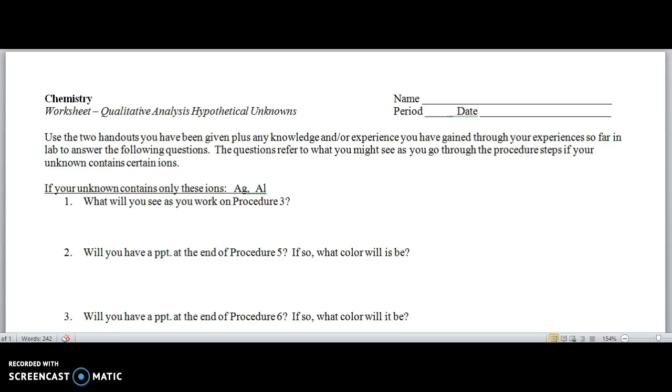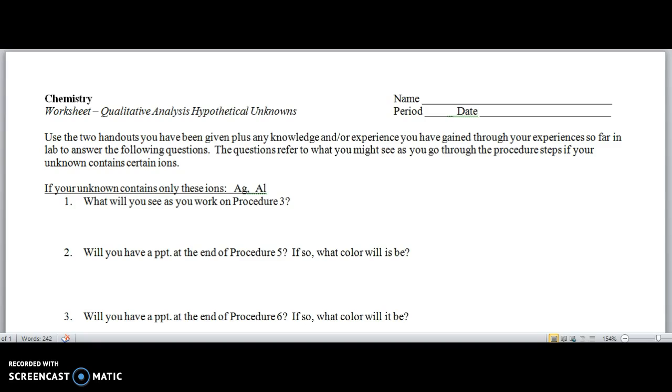Okay guys, many of you have started your first unknown or will be soon. While the known test solution had all of the ions present, your unknowns won't. So the intent with this worksheet is to have you answer questions about what you would see or what things would look like at various procedure steps along the way when you only have certain ions in your unknown. Remember, your unknown won't have all the ions that the known solution had, so things are going to look a little bit different at various procedure steps along the way.